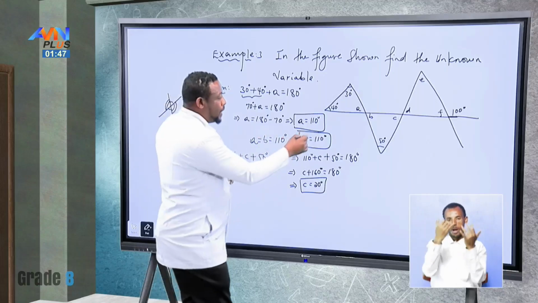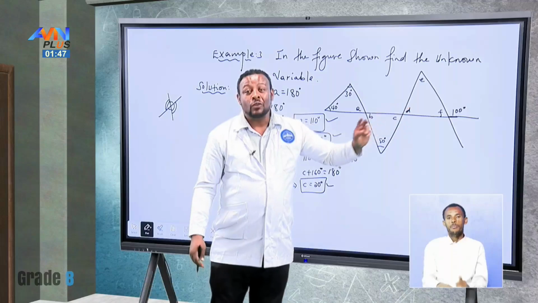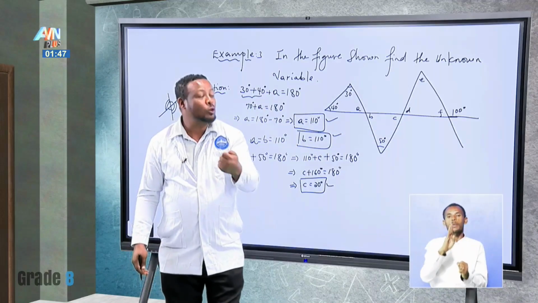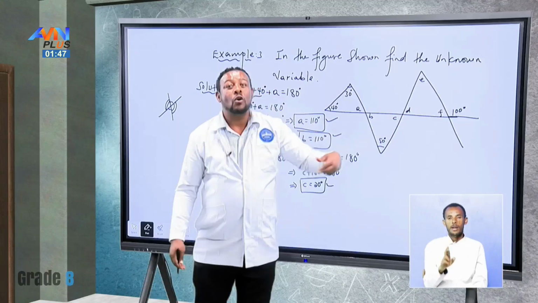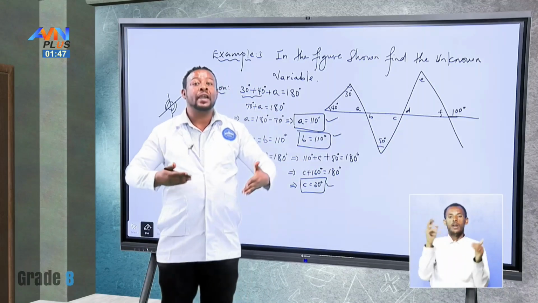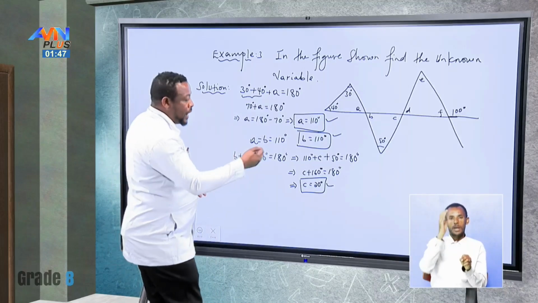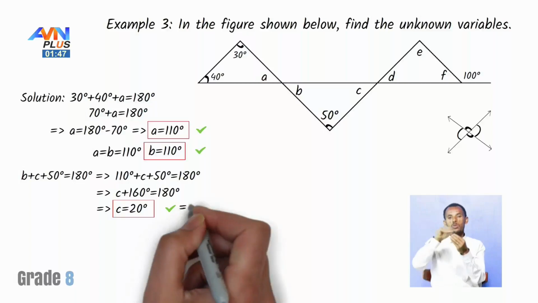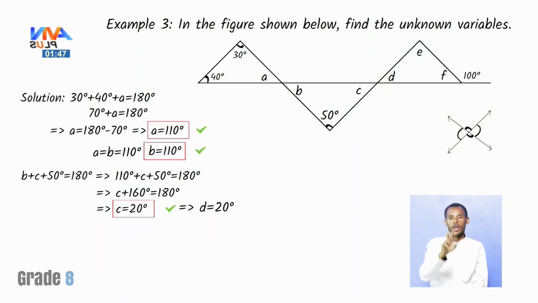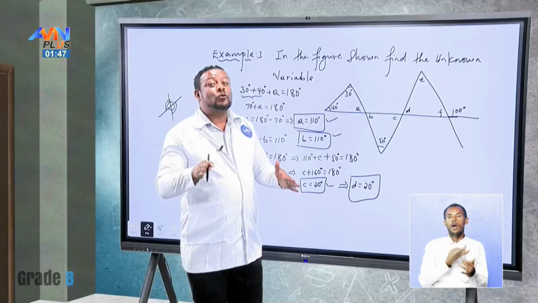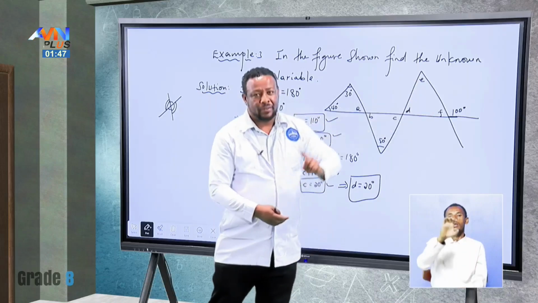So now we have obtained the A value, B value, and C value. The value of D can be obtained automatically, right? C and D are congruent by vertically opposite angles. So if C is known, D is also known. So D and C are the same, which is 20 degrees. Now we are left with two more unknown variables, E and F.